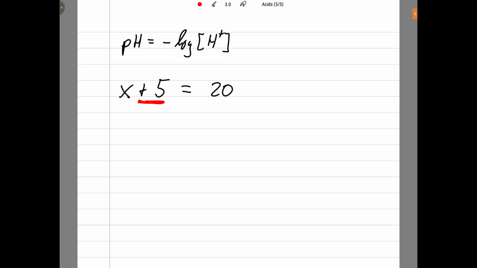Well, what you do is you say, okay, I have a plus 5 on this side. So I do exactly the inverse mathematical operation, because then they cancel each other out. So in this case, the inverse mathematical operation to plus is what? It's minus. Minus 5.